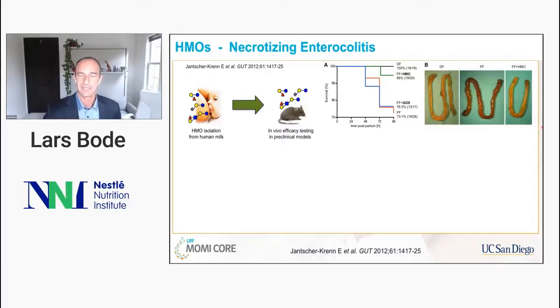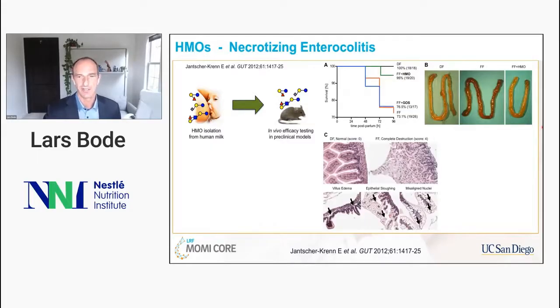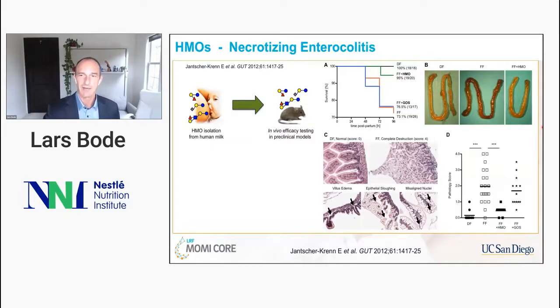We then went a little bit deeper, looked at the intestines, looked at histology of ileum sections here. We're able to score that with the help of a pathologist. And not only is survival different, but also you see that the pathology scores from healthy 0 to disease 4 is remarkably and significantly different if we add human milk oligosaccharides to infant formula.